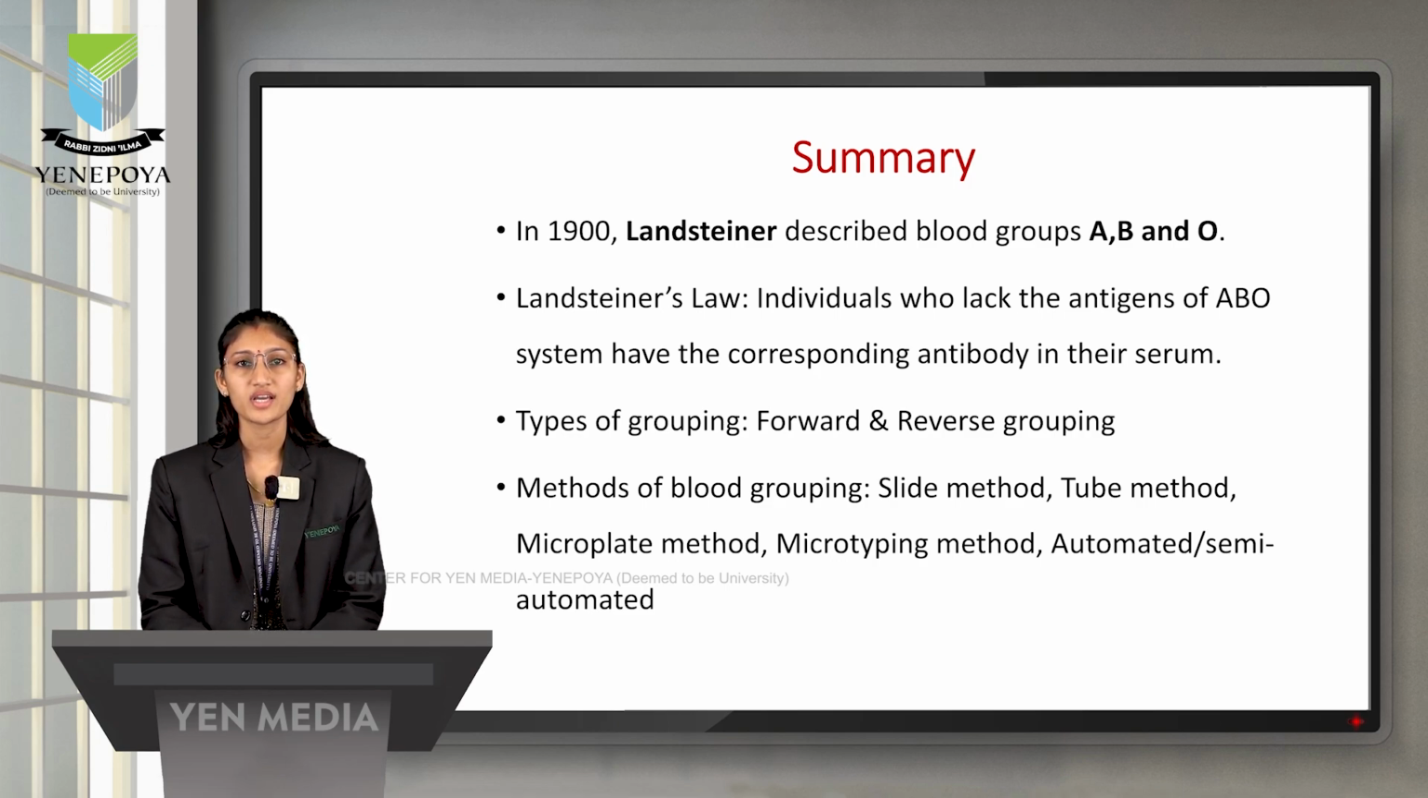In the slide method we are using a slide or a tile, in the tube method we are using test tubes, in the microplate method ELISA plates are used, and in the microtyping method we are using a gel card, where automated and semi-automated versions can also be used to do the ABO blood grouping.